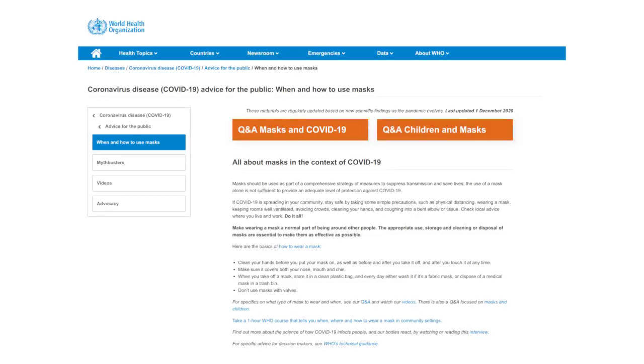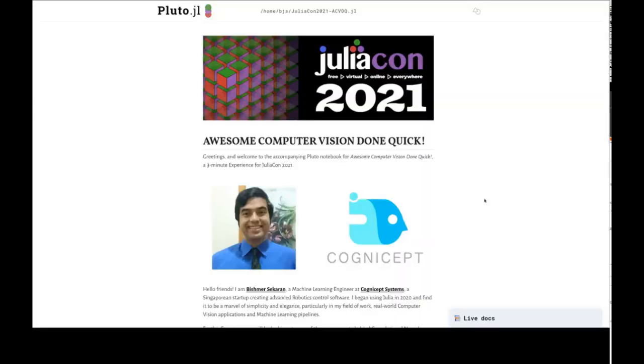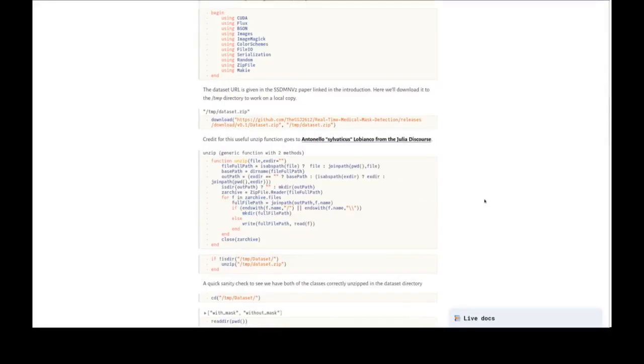So why mask detection? Health experts agree that personal protective equipment is an essential part of population health management for defeating the global pandemic. Mask detectors can help automate the wider adoption of masks and thereby reduce the spread of the virus worldwide. So this is how we would go about actually building our classifier in Julia.